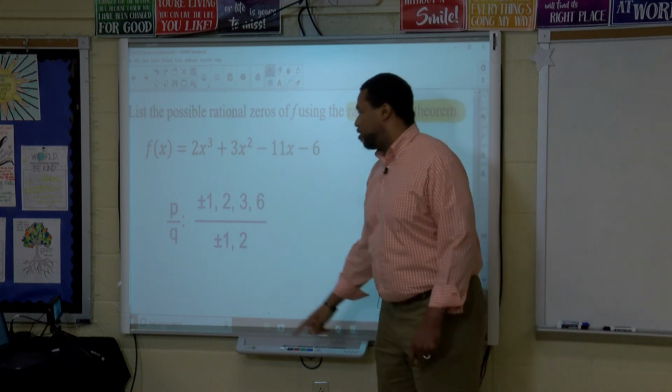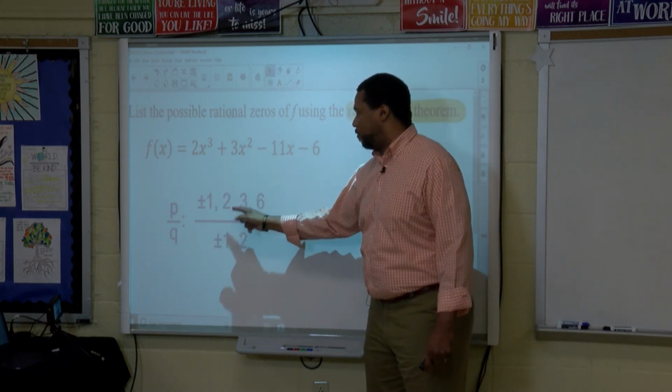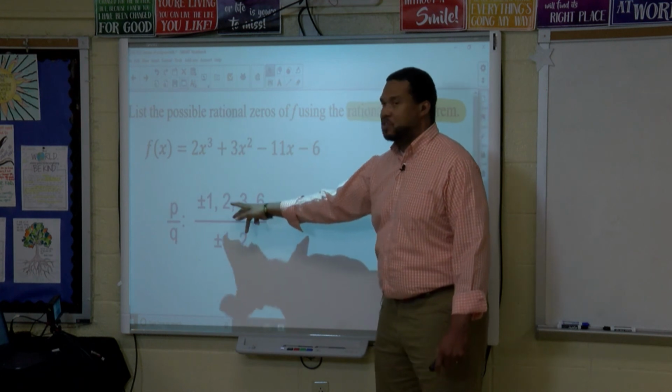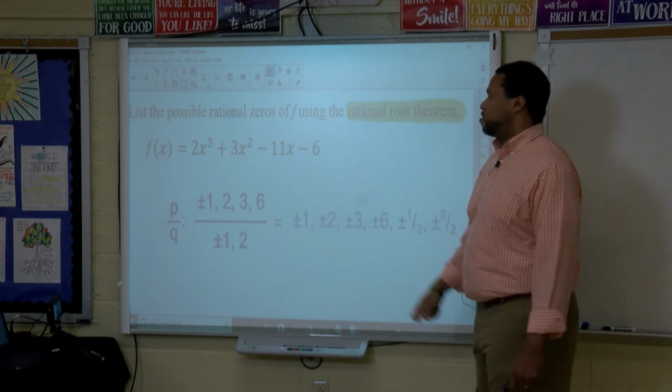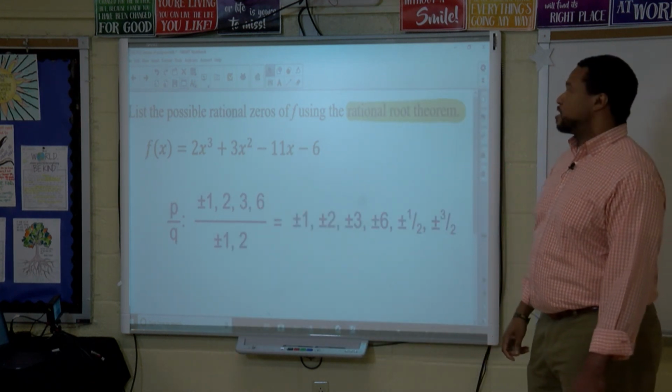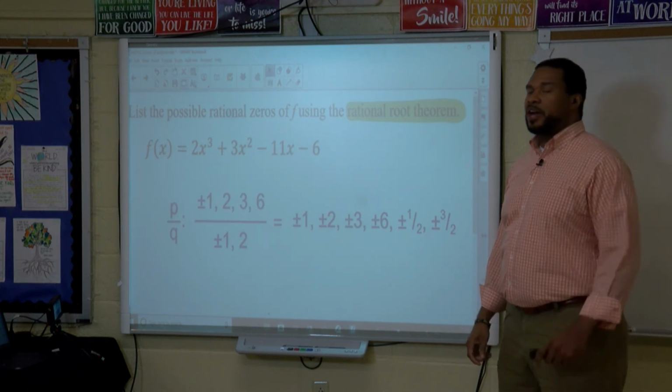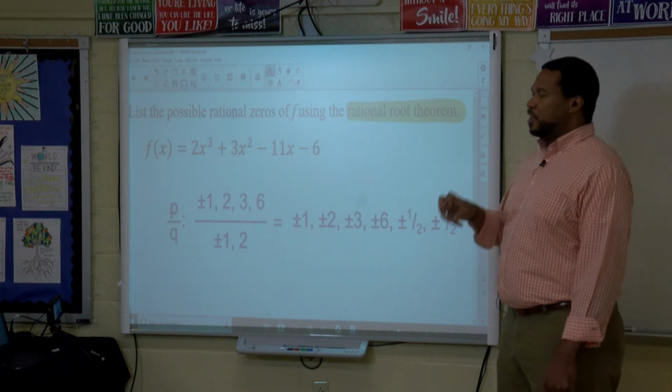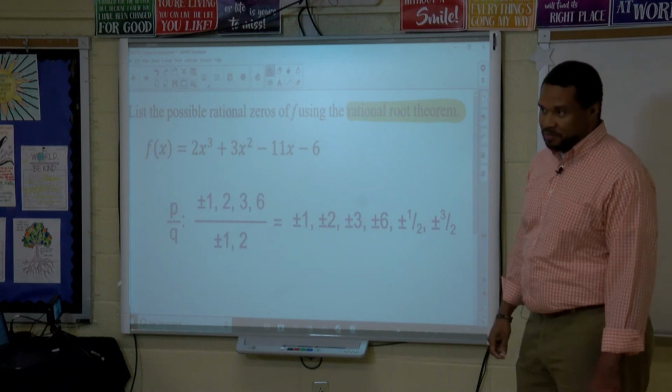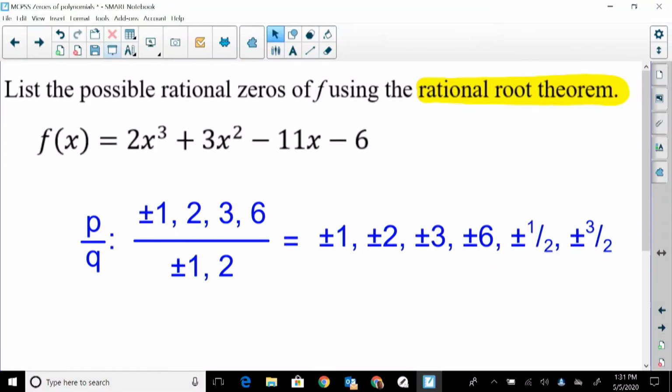And when we simplify those, 1 over 1, 2 over 1, 3 over 1, 6 over 1, and you do the same thing over 2. And these are the possible values that you get as your possible roots. Remember, a root, if you're looking at a graph, is the x-intercept. So these are our possible roots: plus or minus 1, plus or minus 2, plus or minus 3, plus or minus 6, plus or minus 1/2, plus or minus 3/2.